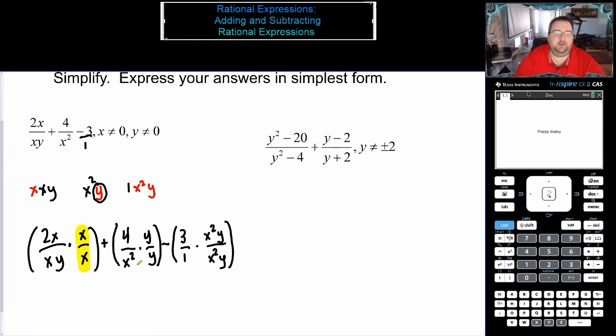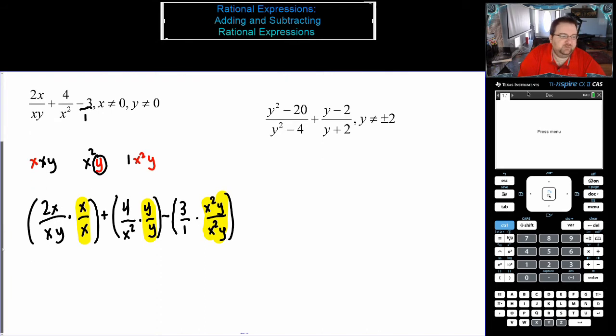This is just 1. X over x is 1. So I'm not changing this term. This is just 1. I'm not changing that term, and this is just 1. Essentially, all I'm doing right now is multiplying by 1. I'm allowed to do that. I'm not changing my answers at all. I'm just getting them to a point where they have a common denominator.